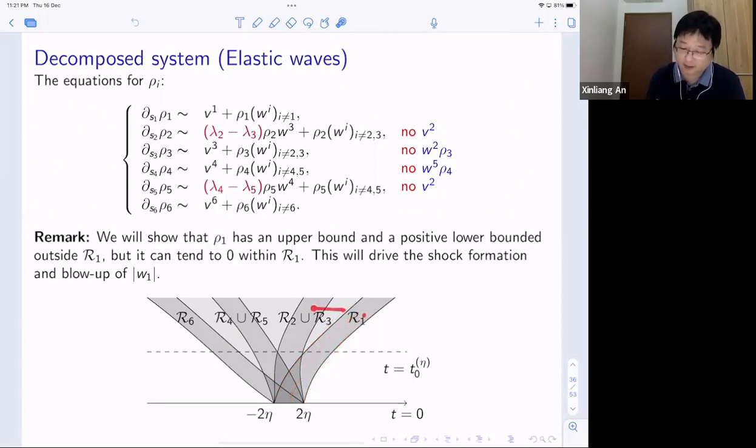But outside of R1, this rho one has a positive lower bound and also a positive upper bound, and similarly for the other rho i's. This means the only shock formed is within R1, and there is no shock formation for the other space-time region. This shock formation will also give us the blow-up of W1. We need to use this blow-up of W1 to see the H2 norm blow-up in a space-time region.